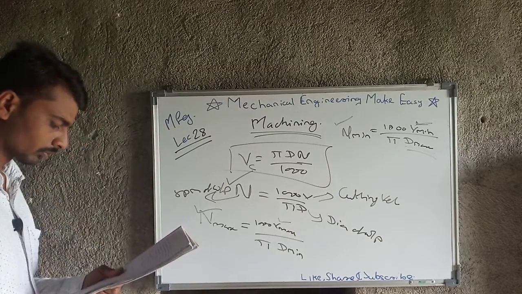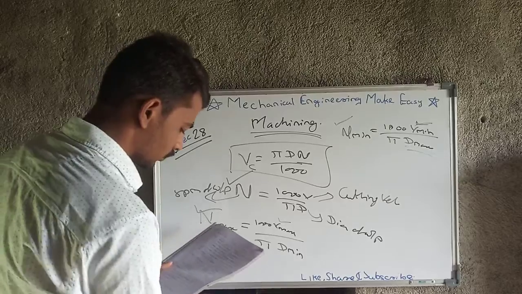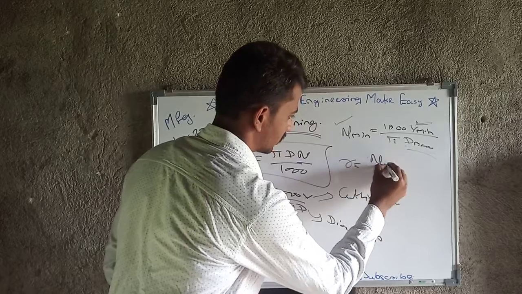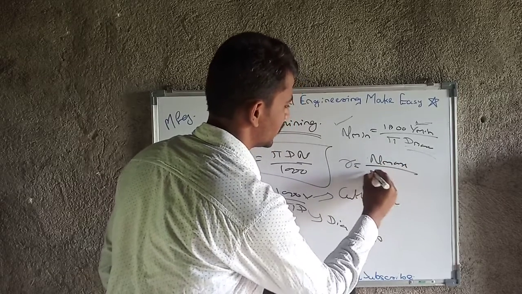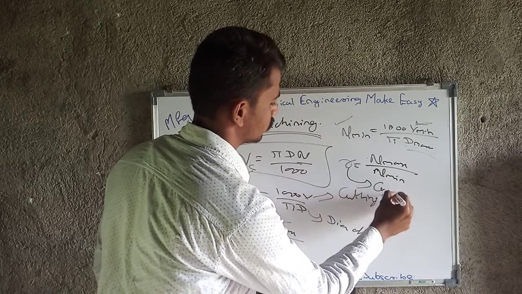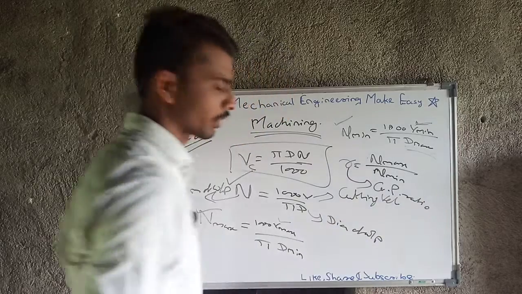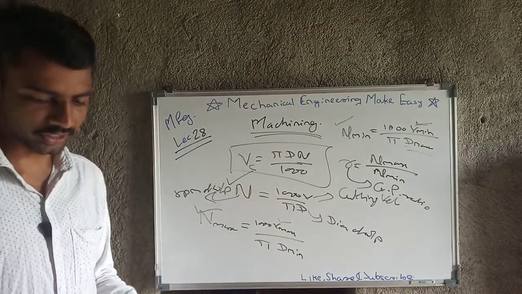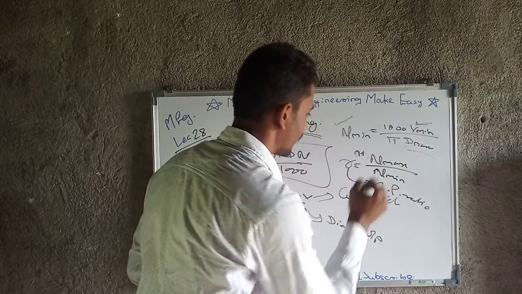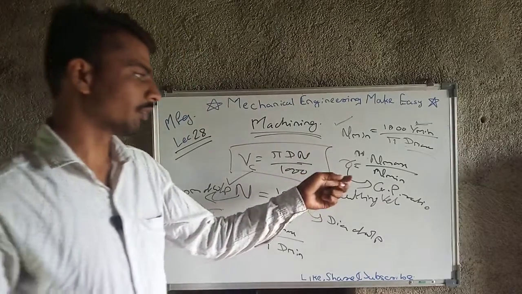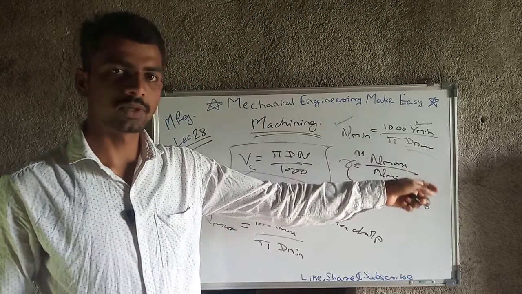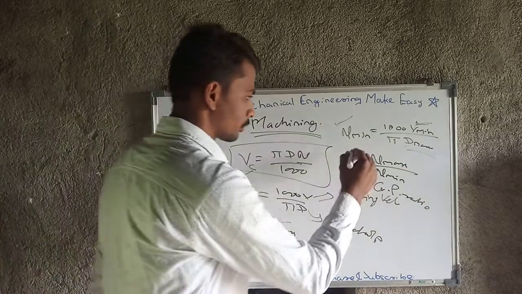Then there is one term, that is nothing but R. R is equal to n max upon n min, that is maximum speed upon minimum speed, and this is the geometric progression ratio. Okay, what is R? R is nothing but the geometric progression ratio, and R raised to n minus 1 will equal n max upon n min. What is R? That is nothing but the geometric progression ratio, and n max upon n min, that is maximum speed upon minimum speed, and where n is the number of speeds.